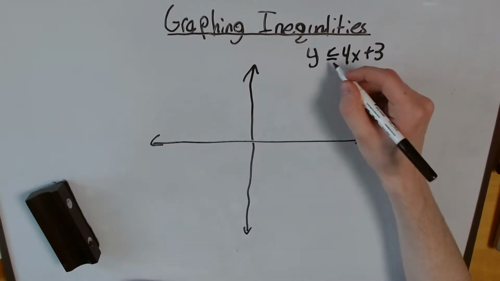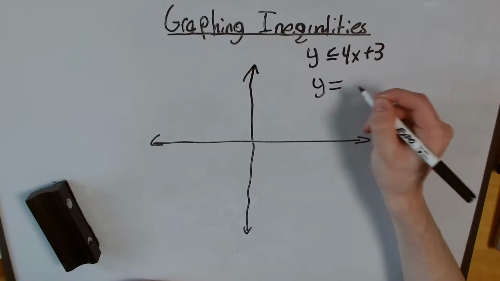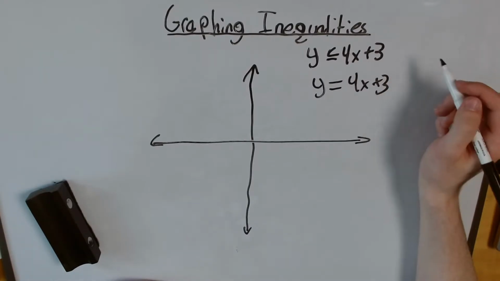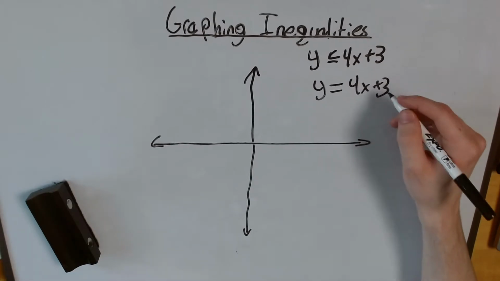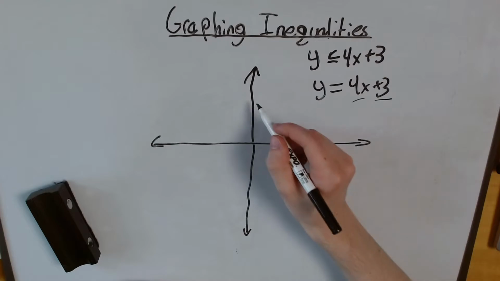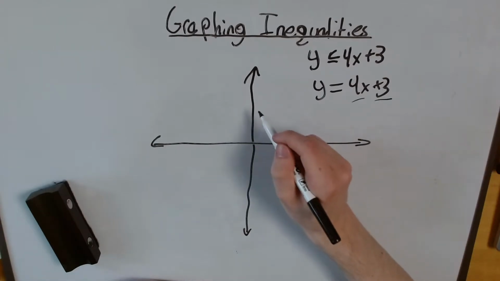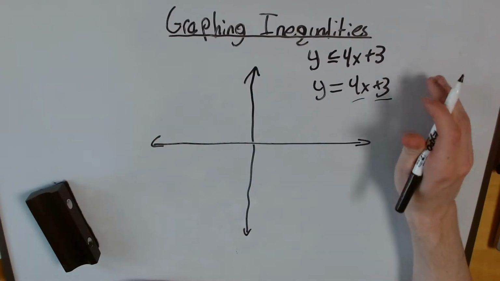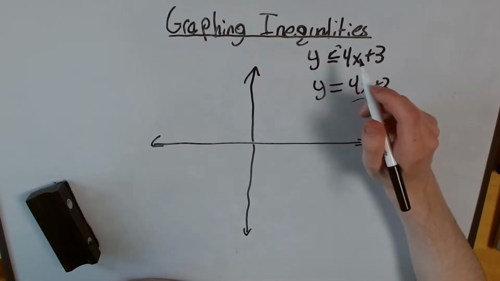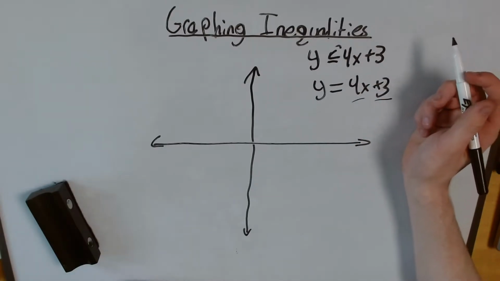Because if this was an equal sign, if this was y equals 4x plus 3, you'd know just what to do, right? That's standard slope-intercept form. That's going to be your intercept. That's going to be your slope. Put a point on your intercept here, and then you do rise over run all the way. You've got it. But we have this weird inequality sign making life difficult for us.